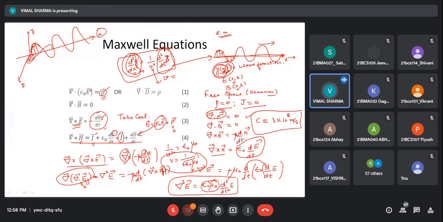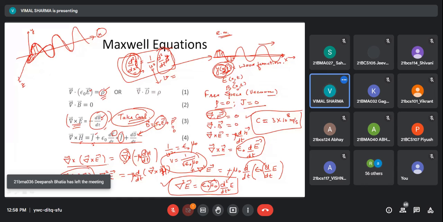So I have written wave equation for this electric field. Similar wave equation I can write for this magnetic component of electromagnetic field, and for that I again use Maxwell equations. We had just taken curl of equation number 3 on both the sides and we got this result. Now we take curl of equation number 4 on both the sides, so curl of this and curl of the whole part here.